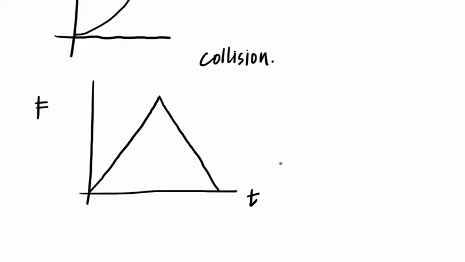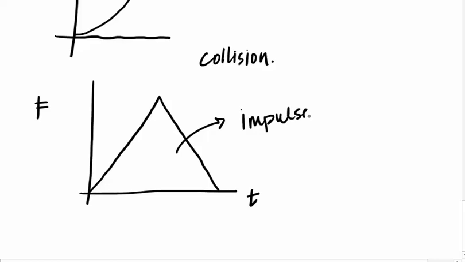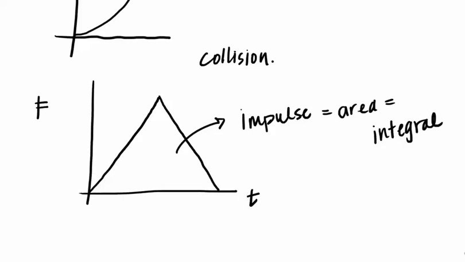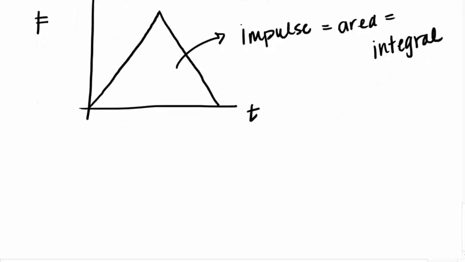Could you find the impulse there? Yeah, you could find the area. The impulse is still the area, which is the easy way to think of an integral. I just don't want you to be afraid of that word. So what would my velocity graph look like maybe?